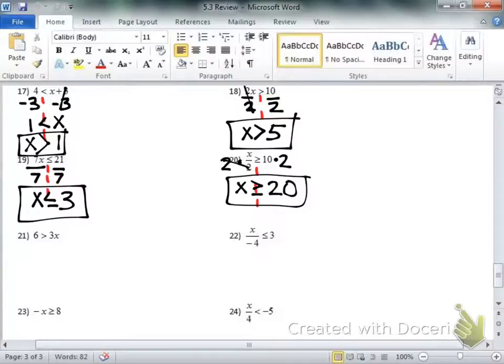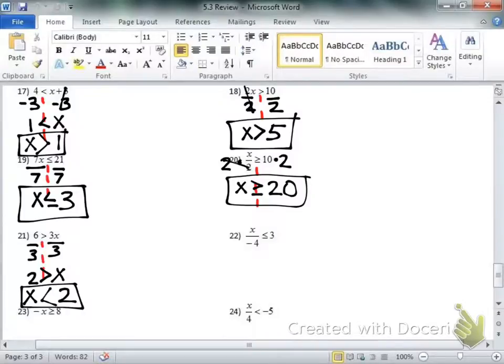Alright, number 21. What should I do? Divide by 3. That leaves me with 2 is greater than X. Can I leave my answer like that? No, I want the X in the front and the 2 in the back. The way it was written here, 2 was the larger value. 2 is greater than X. I still want the 2 to be the bigger one. So X is less than 2. Questions on that?